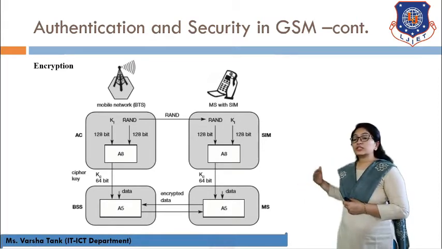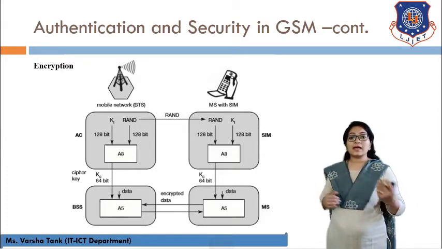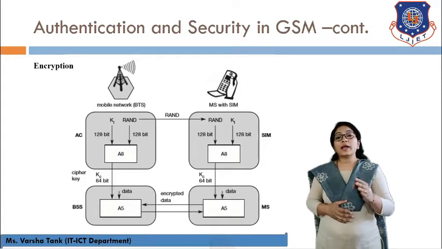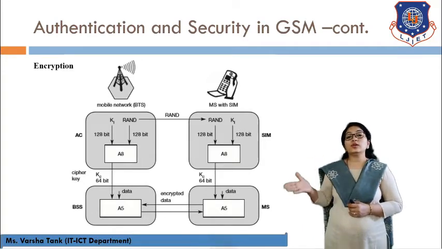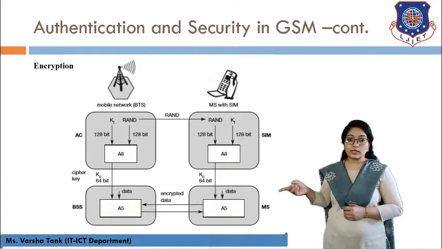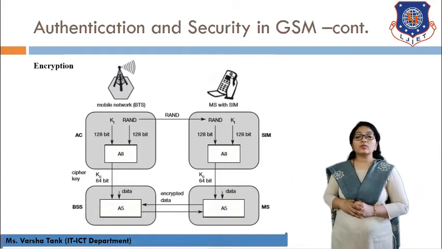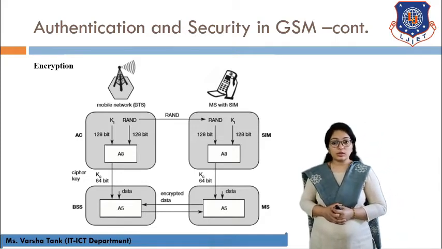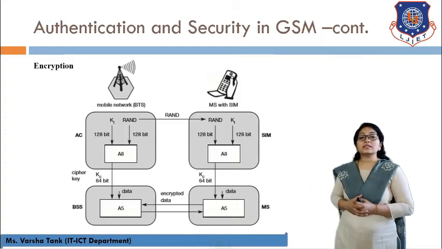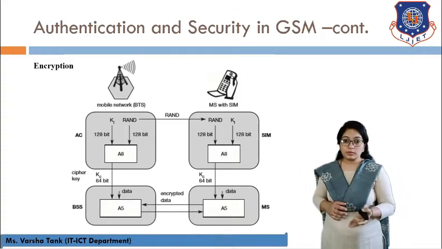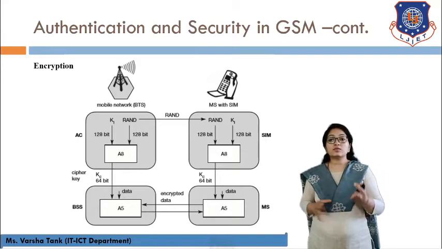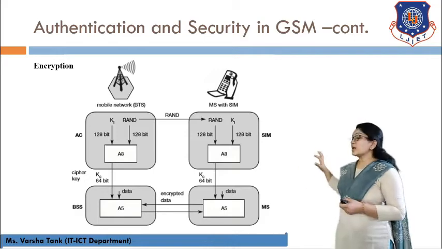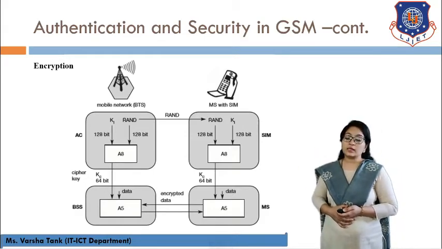At the base station system side and at the mobile station side, both use this A5 algorithm to encrypt and decrypt the data. So when data is going to be transferred from the mobile station to the base station, it will be encrypted using this cipher key that is generated by the A8 algorithm. And again at the base station side, it uses the same key to decrypt the data. Same way, when data is transferred from the base station to the mobile station, the same process is used. So this way encryption and decryption will be done in GSM.